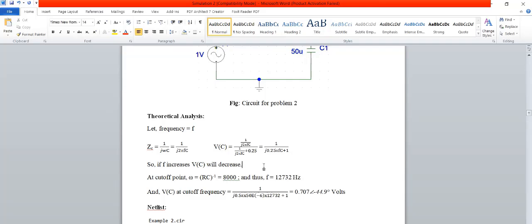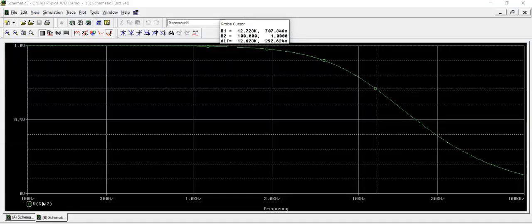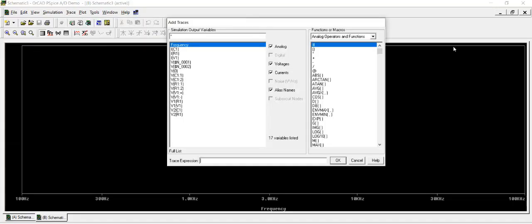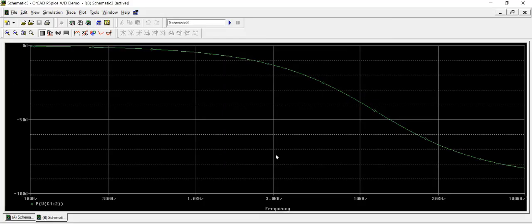Now if we want to see the cutoff frequency with respect to our phase value, let's do that also. At first let us delete the voltage. Now to see the phase angle, again go to trace, add trace, scroll down on the right hand side and select P. Now we want to see the phase of this point. Okay, now this is our phase value.